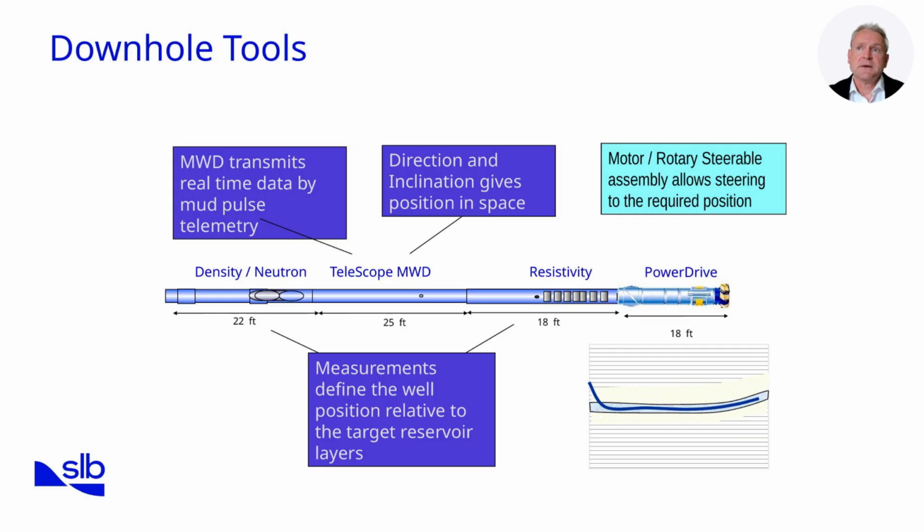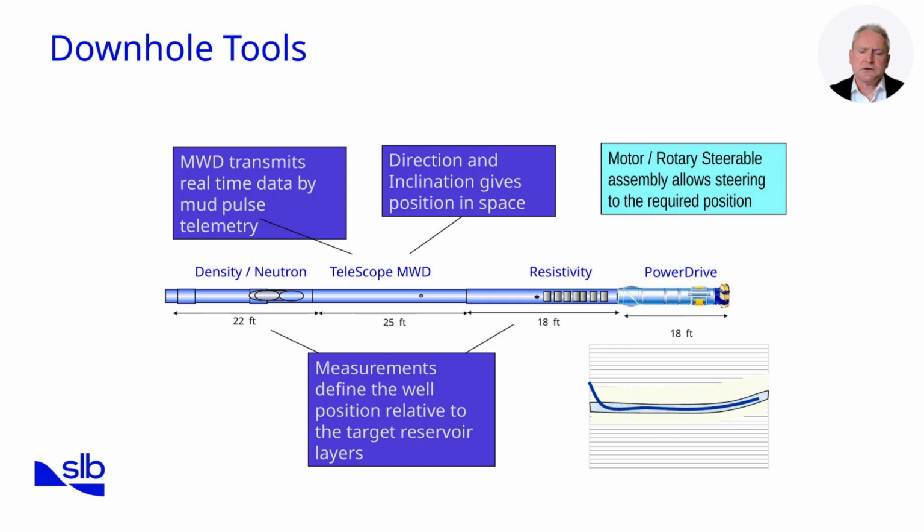Here are the fundamental downhole tools that make geosteering possible. First, direction and inclination measurements establish the well's position in space. These are transmitted in real time by the MWD system, often via mud pulse telemetry. Second, resistivity, density, and neutron measurements provide formation evaluation, telling us about rock properties. Third, the motor or rotary steerable assembly physically adjusts the well trajectory as needed.